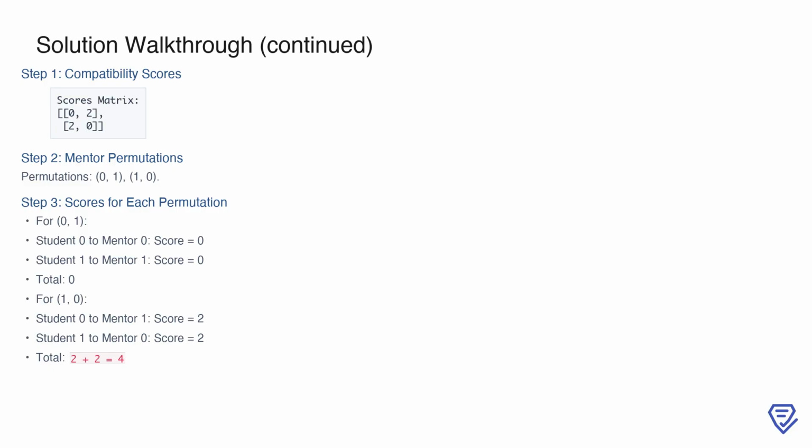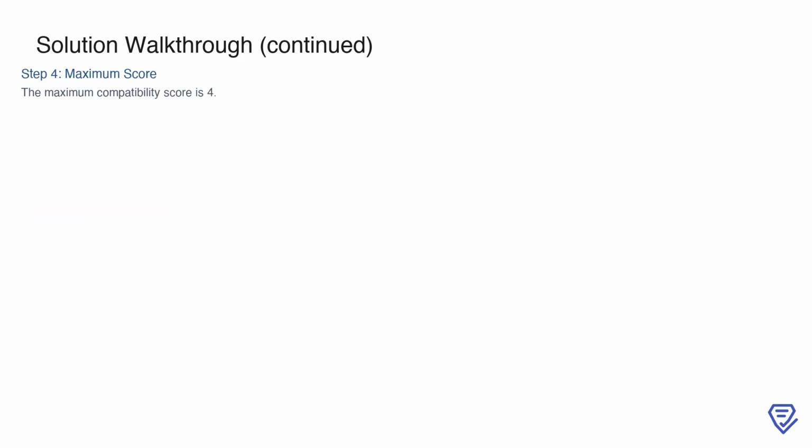For the first permutation, where student 0 is paired with mentor 0 and student 1 with mentor 1, the scores are 0 and 0, giving a total score of 0. For the second permutation, where student 0 is paired with mentor 1 and student 1 with mentor 0, the scores are 2 and 2, resulting in a total score of 4. From the scores calculated for each permutation, the highest total compatibility score is 4. This is the optimal result for this example.